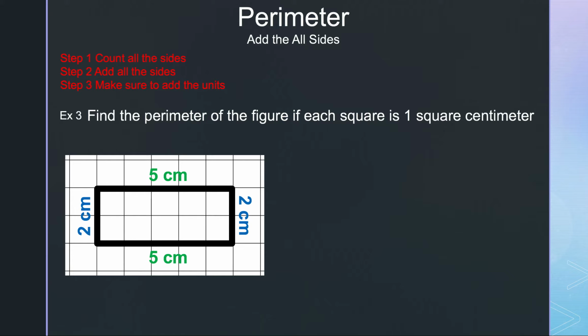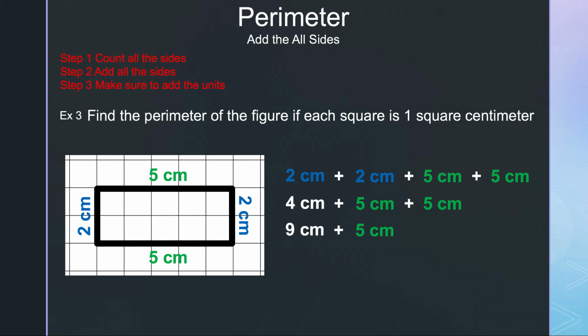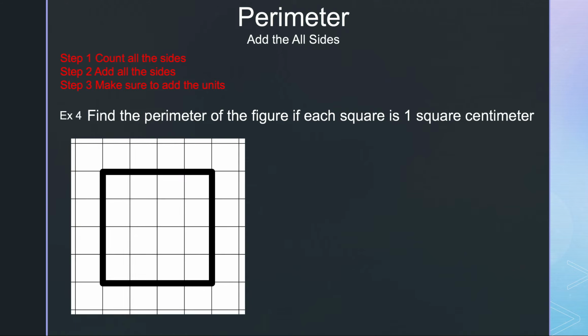But before we continue with that, let's add up all these sides, and we need to write them down first. So 2 plus 2 gives me 4, 4 plus 5 gives me 9, and 9 plus 5 gives me 14 centimeters, which is my perimeter of the figure. So let's take a look at this figure. Find the perimeter of the figure if each square is 1 square centimeter.